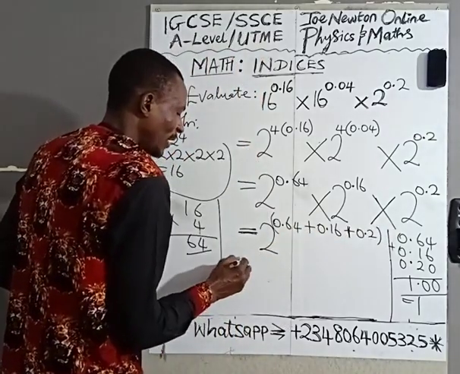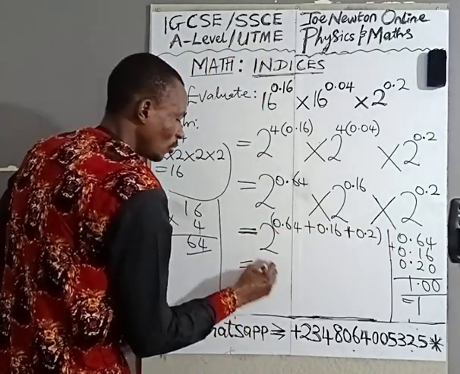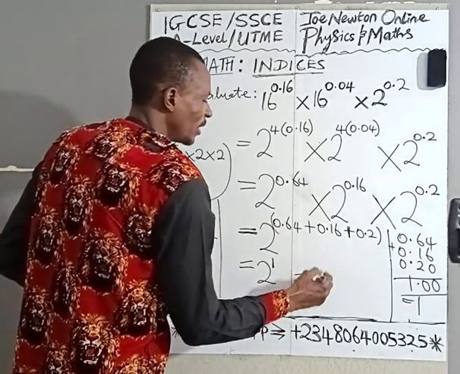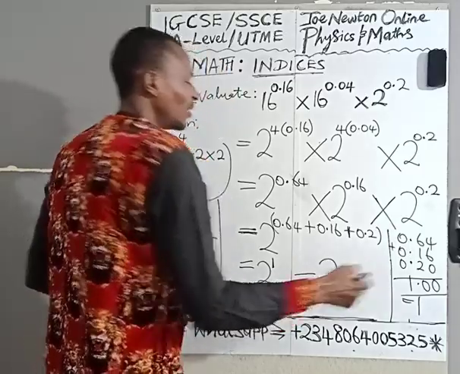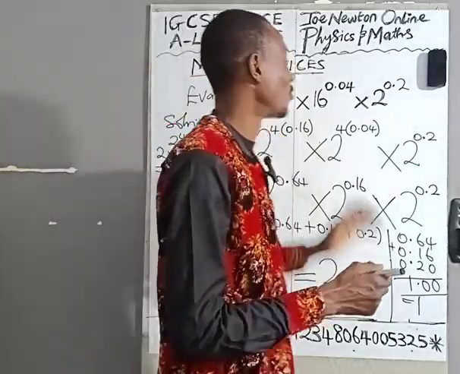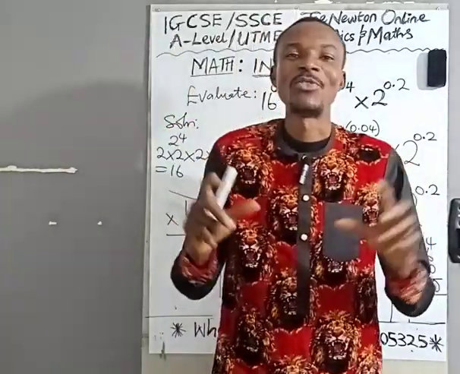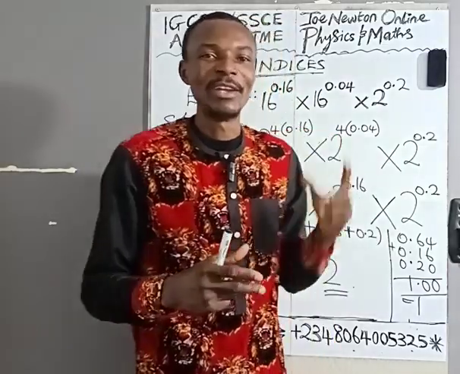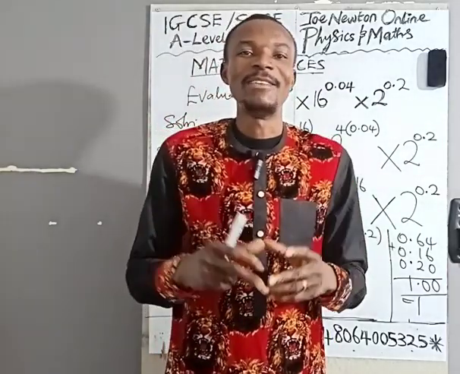So finally, we have that all this becomes 2 raised to the power of 1. And of course, we know that 2 raised to the power of 1 is equal to what? 2. So the answer to this question is what? 2. So when you see questions like this, do not be afraid of it. Tackle it, following the rules of indices.